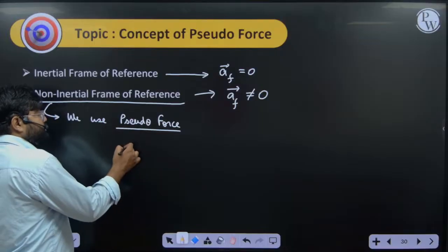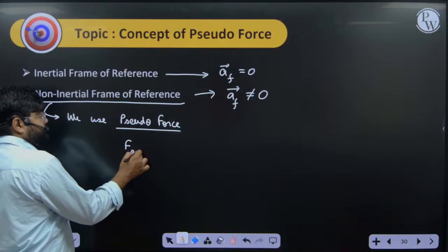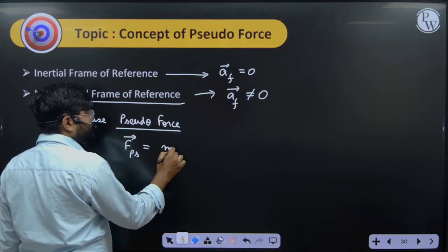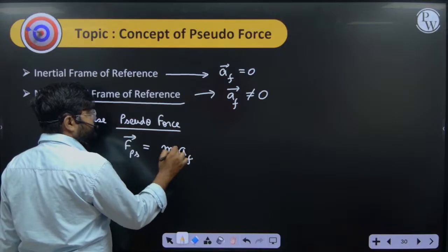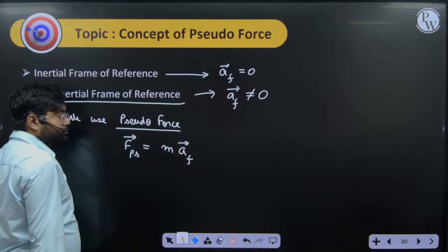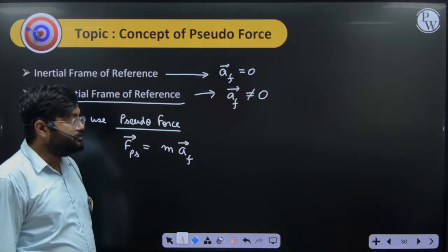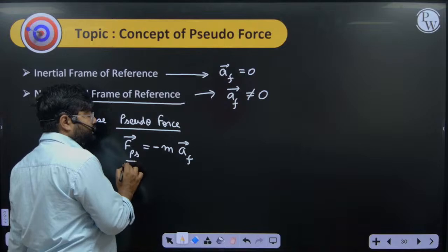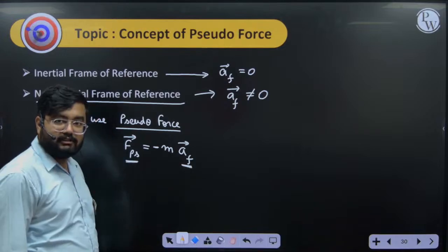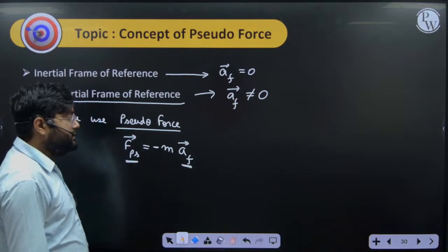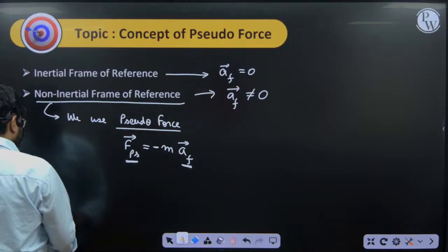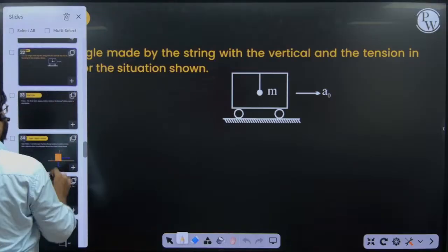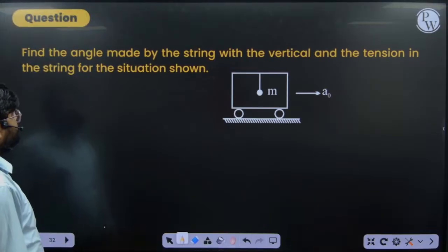Now what is pseudo force? Pseudo force is nothing but mass of the body into acceleration of the frame, and its direction is opposite to the acceleration of the frame. They are in opposite directions. This might seem a little confusing, so let us understand this better by an example. Look at the board.